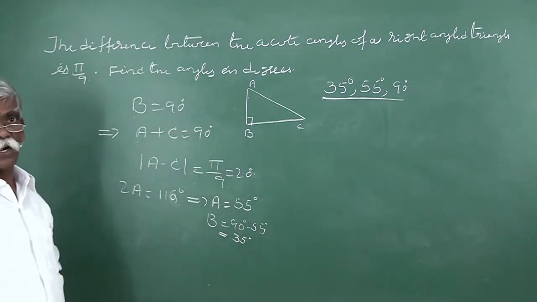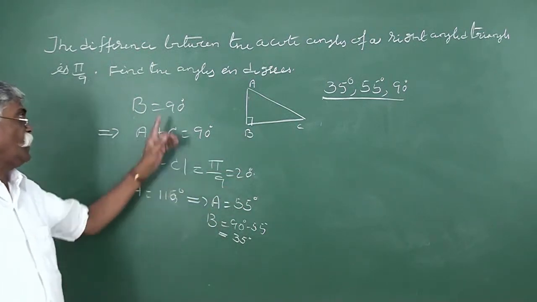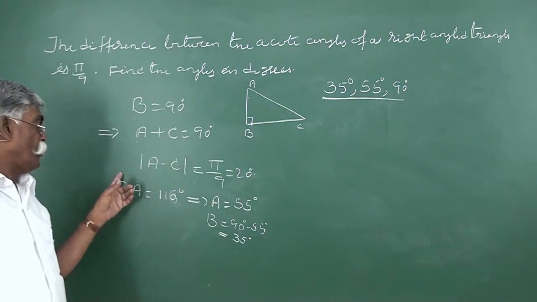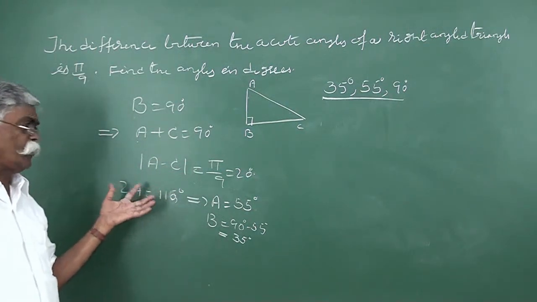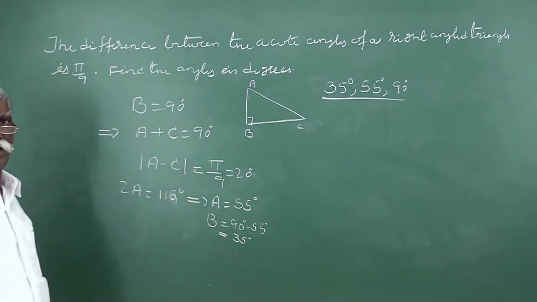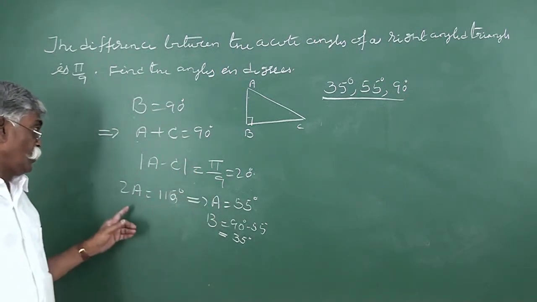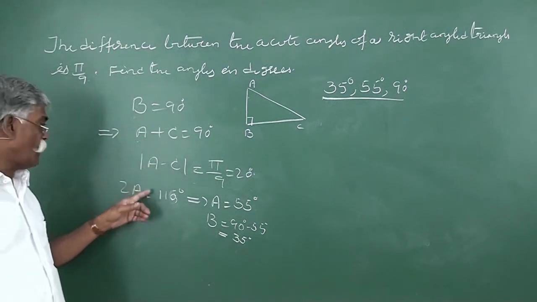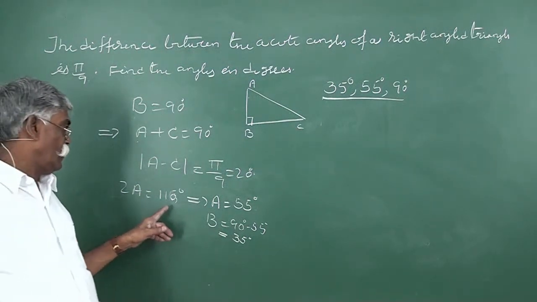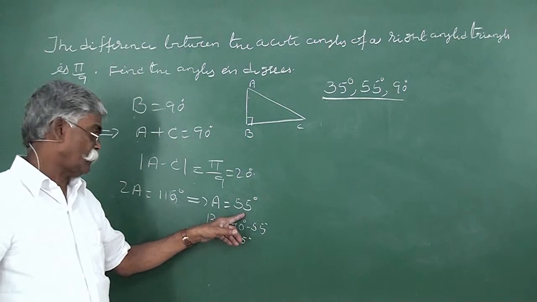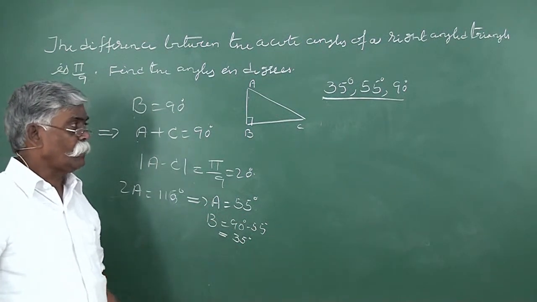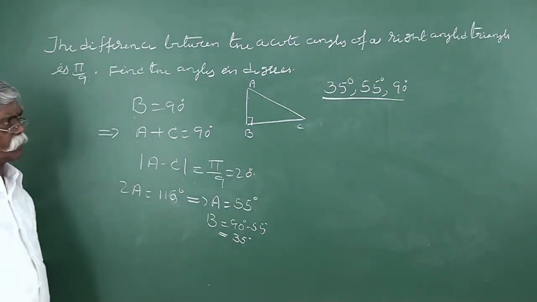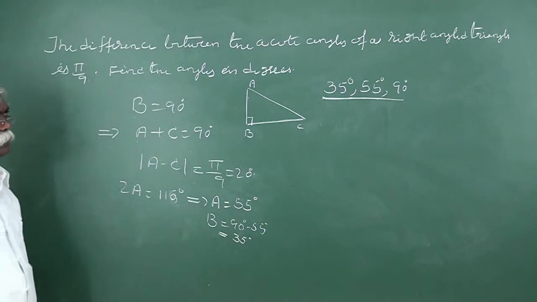So the difference between two angles of a right angle triangle is pi by 9. If we take this as a right angle triangle, right angled at B, B is 90 and A plus C is 90. Modulus of A minus C is pi by 9, which is 20, because which is greater we do not know. So now A minus C is 20 degrees and A plus C is 90 degrees. When we add these two, 2A is 110 degrees and A is 55 degrees. And thereby C is 90 minus 55, it is 35. So the angles are 35, 55 and 90.